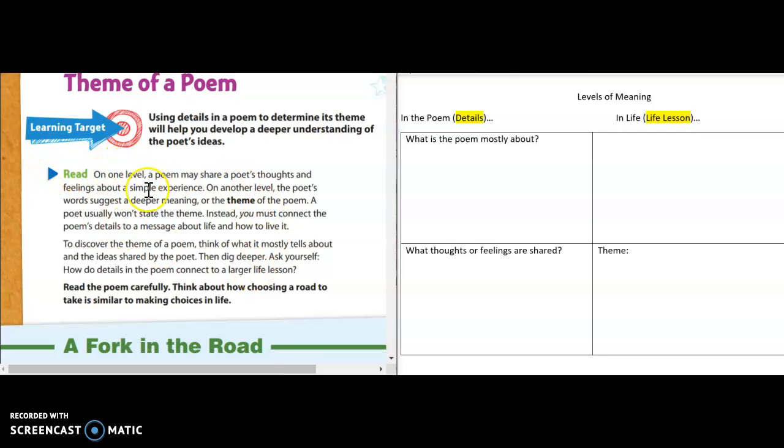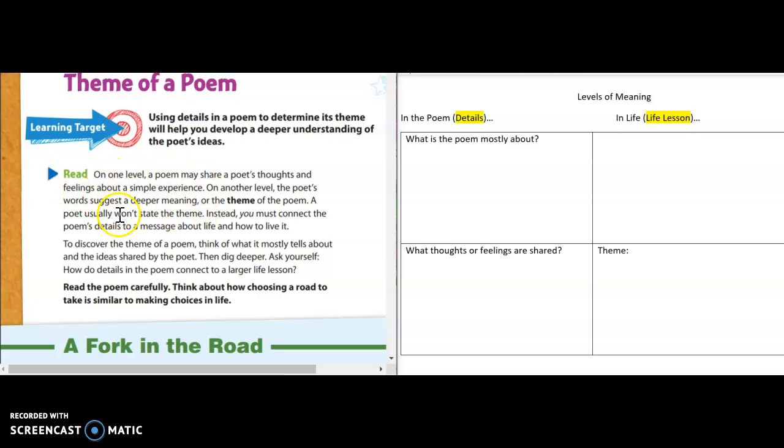So I'm going to read this paragraph. I want you guys just to follow along. On one level, a poem may share a poet's thoughts and feelings about a simple experience. On another level, the poet's words suggest a deeper meaning or a theme of the poem. A poet usually won't state the theme. Instead, you must connect the poem's details to a message about life and how to live it.